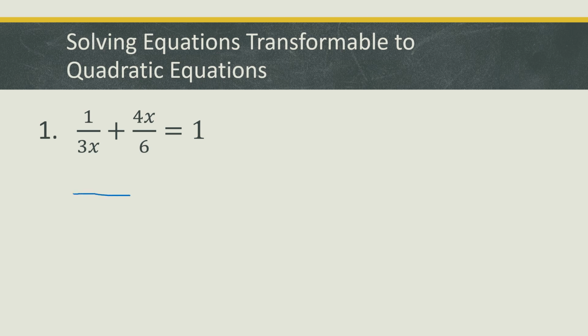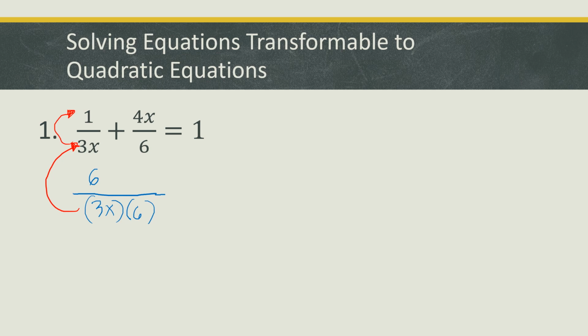First is to get their LCD: 3x times 6. Do not multiply it first, as we can use it as a guide to transform the given equation into a quadratic equation. After getting the LCD, we divide it by the denominator of the first term. 3x times 6 divided by 3x will give us 6. And then we multiply it to the numerator 1. 6 times 1 is 6.